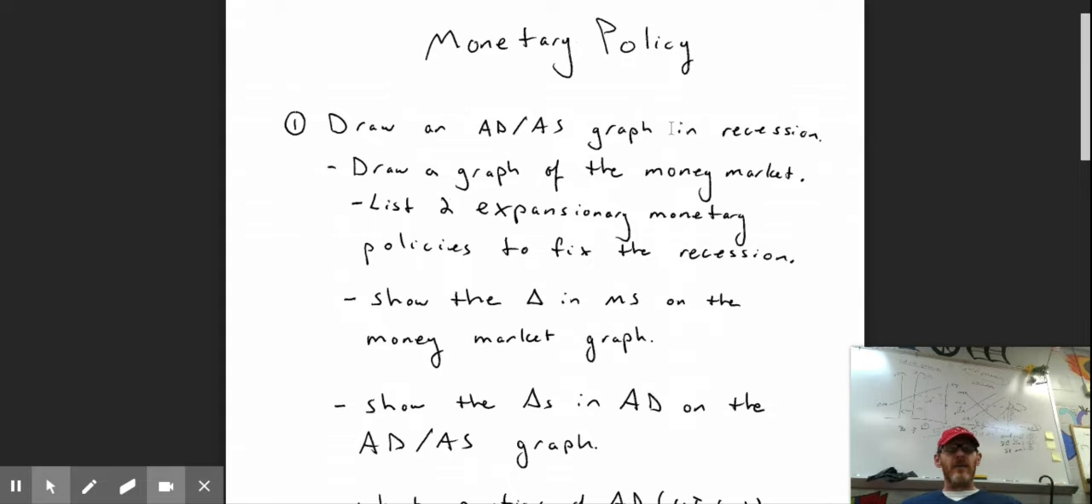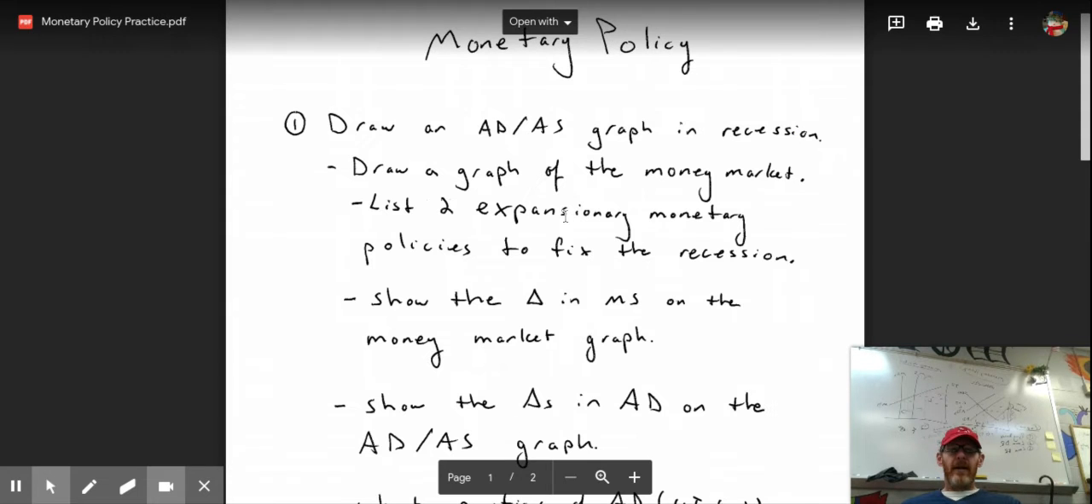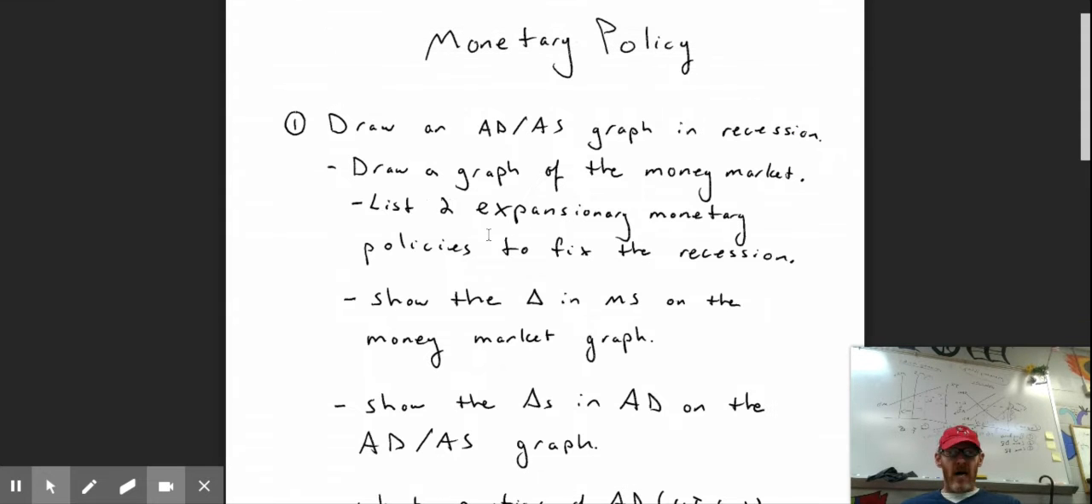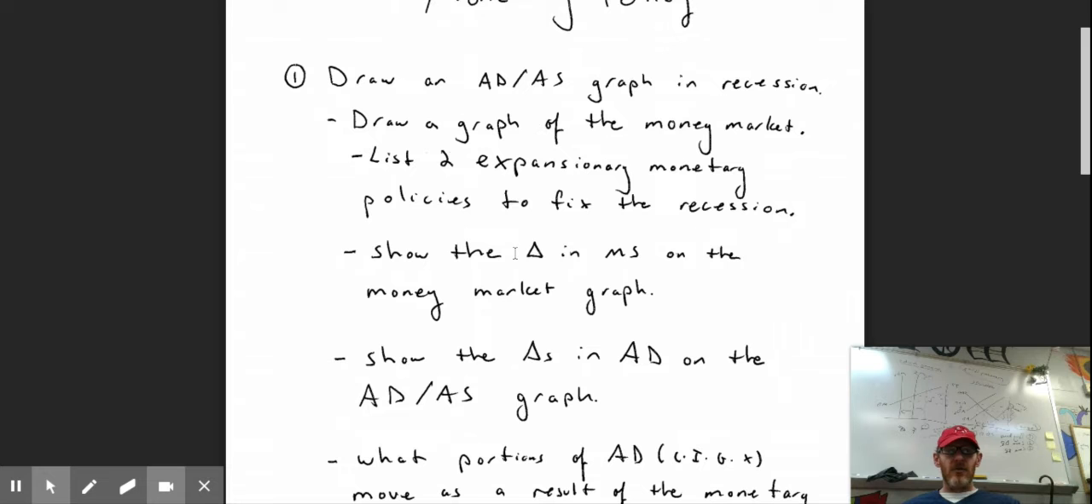So if we're in a recession, that means we need to have expansionary monetary policy to get rid of the recession. So what would be two expansionary monetary policies? I've talked about 3 of them. Just use 2. Preferably use the 2 that we use the most. The reserve requirement isn't used that much. And then show us how the change in money supply will affect the market.